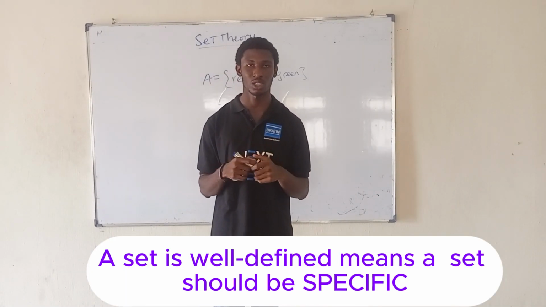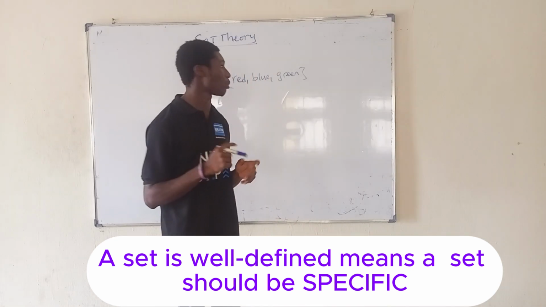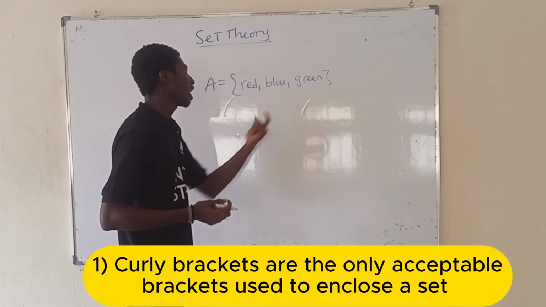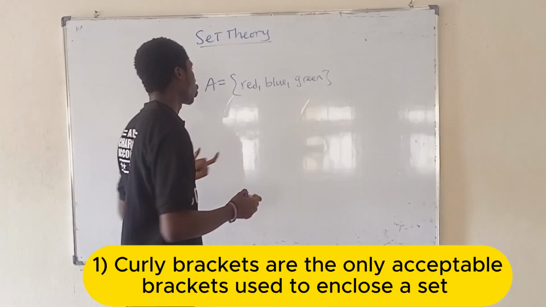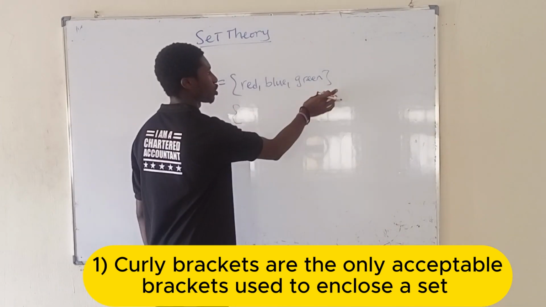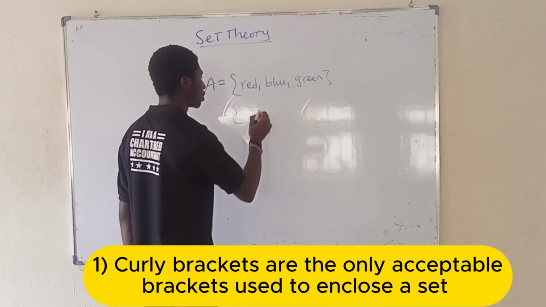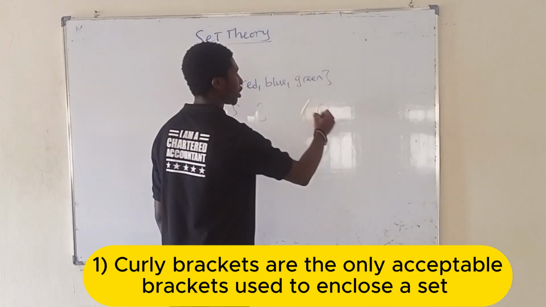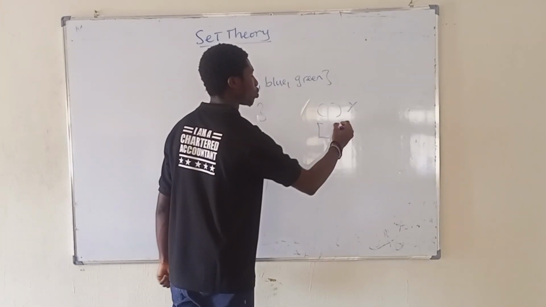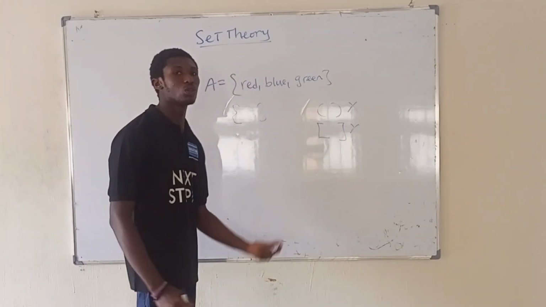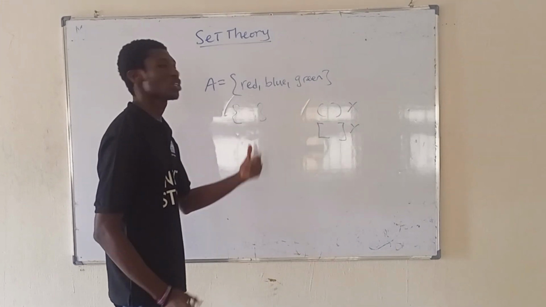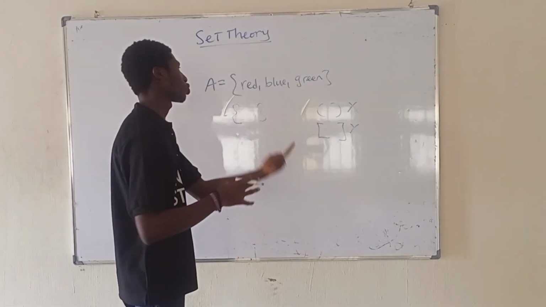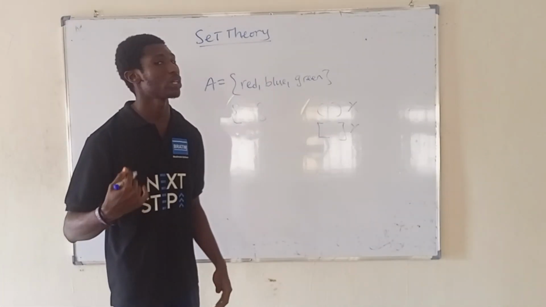So, in simple terms, when a set is well defined, it means that the set should be specific. Now, there are three things I would like us to note about sets. The first one is that the elements of a set must be enclosed with curly braces. We are not allowed to use parentheses, and we are not allowed to use square brackets. Only curly braces. Curly braces are the only acceptable brackets used to enclose the elements of the set.